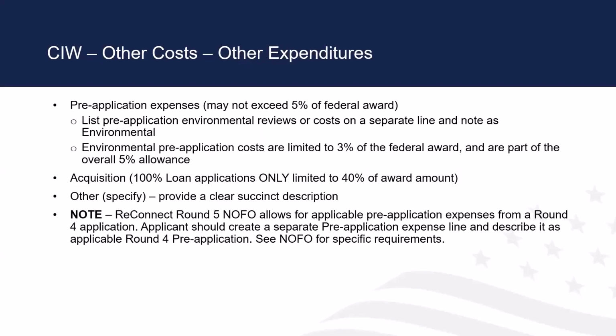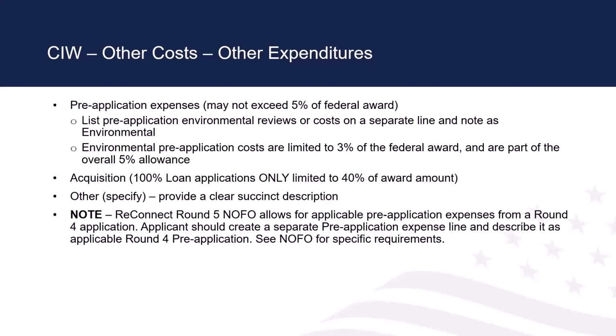Okay, so pre-application expenses, they may not exceed 5% of the award. You'll need to list those expenses on a separate line item and note them as environmental. Environmental pre-application costs are limited to 3% of the award, and they are part of the overall 5%.